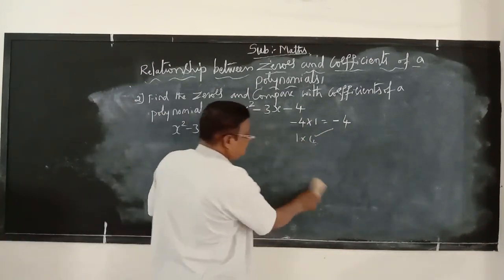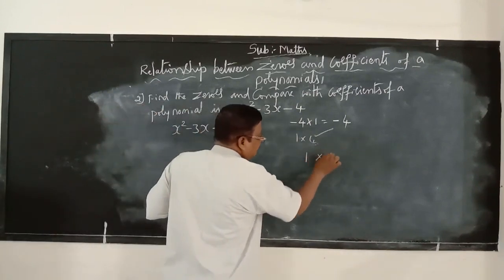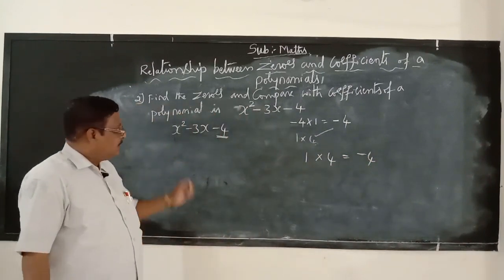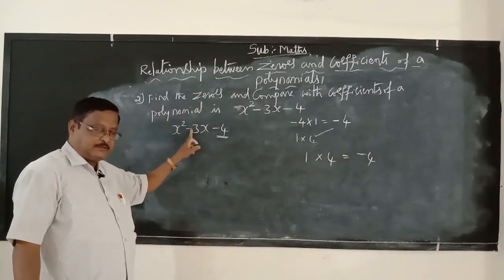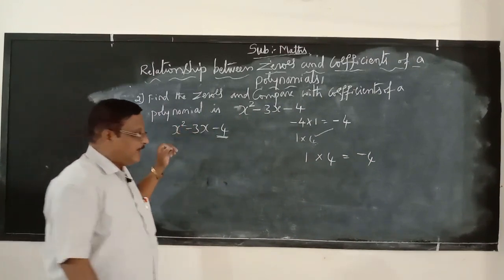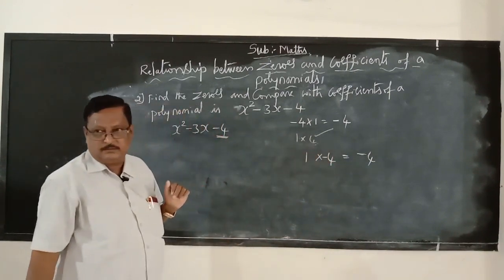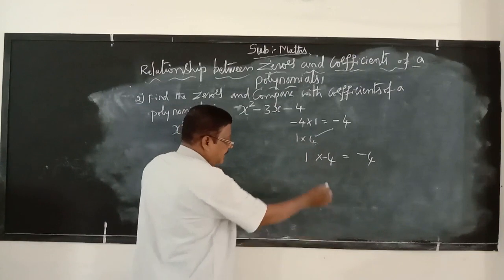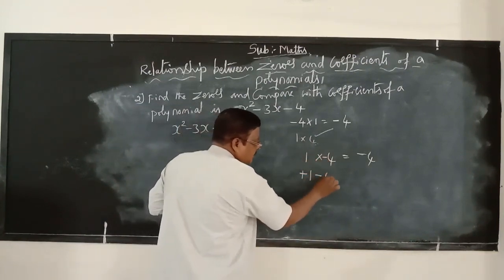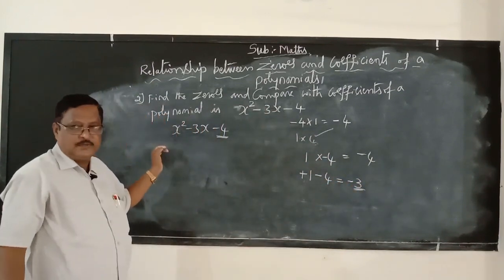Here plus 1 into 4 is nothing but minus 4. It means coefficient of x is 3. This number is having minus sign. Here this sign will be given to the bigger number. This sign is given to the bigger number. Here this is minus sign, this is plus sign. Plus 1 minus 4 is nothing but minus 3. Minus 3 is the coefficient of x.